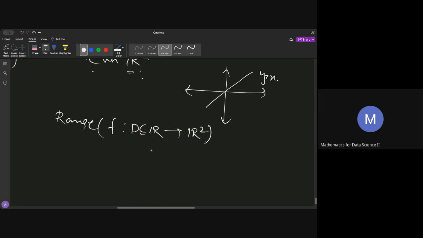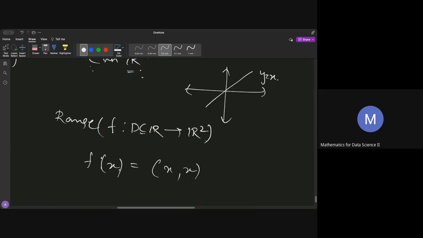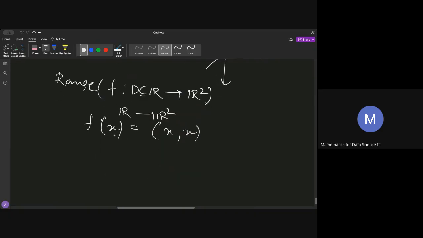What's the range? Can it be the range of something? So if you take the function to be, let's take this to be x, and let's take this thing to be x comma x. Now it's a function from R to R2. What's the range of this function?